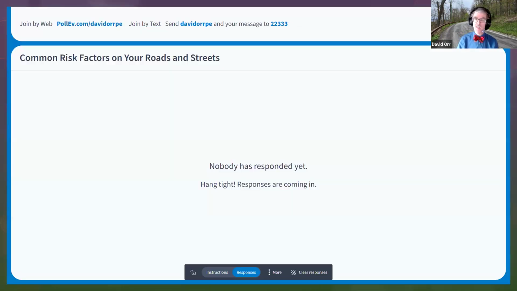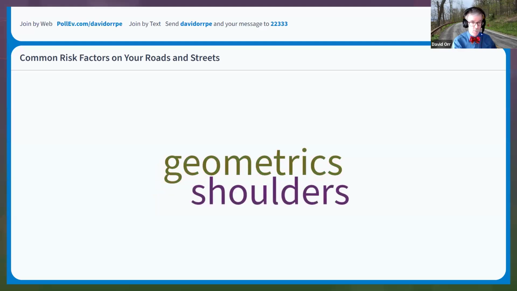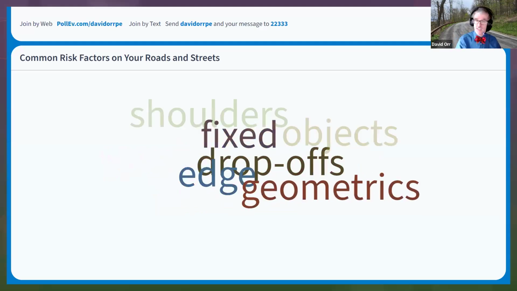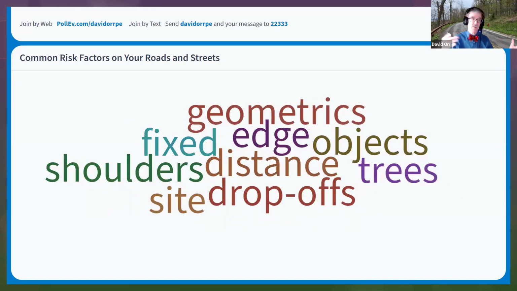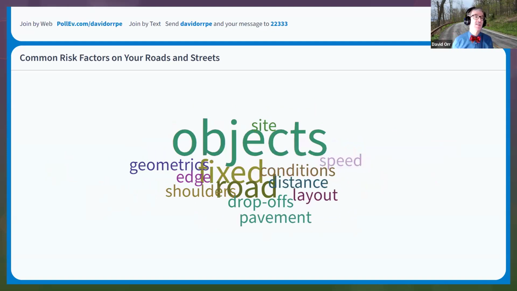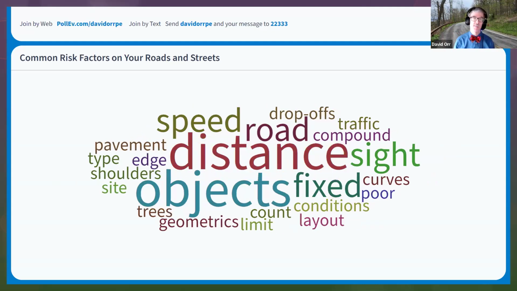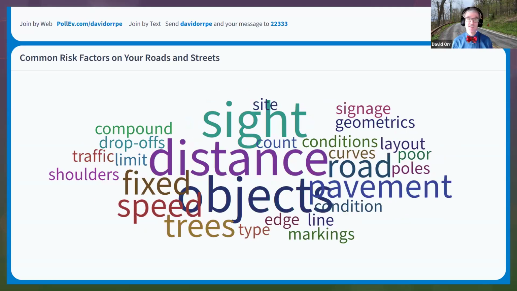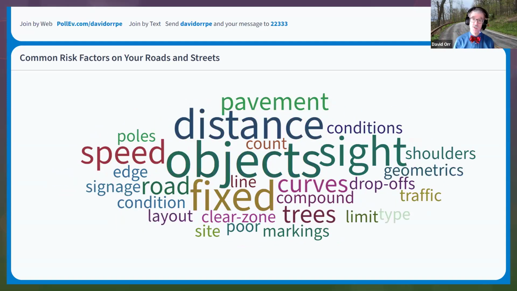So let's make a list of the common risk factors on your roads and your streets that you think might be something you need to investigate. So let's see what you come up with. The geometry of the roadway, the shoulders, how wide they are, fixed objects? Yep. Are there drop-offs on the edge? Yep. Trees near the roadway? Wildlife? Okay. Wildlife's a tough one, but it does tend to be seasonal, but it is something to think about. Curves, traffic volume, yeah. Volume is a pretty big one, speed is an issue that we know about, yeah.